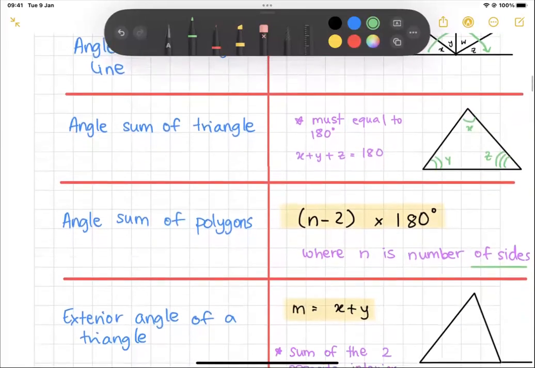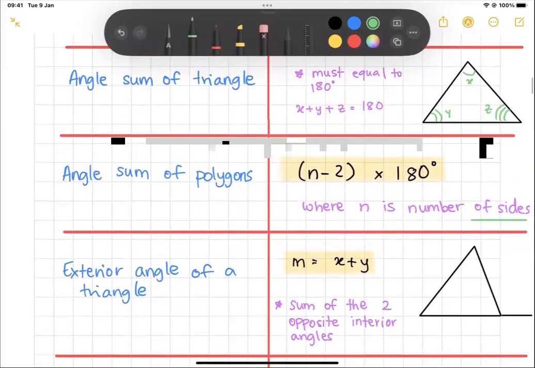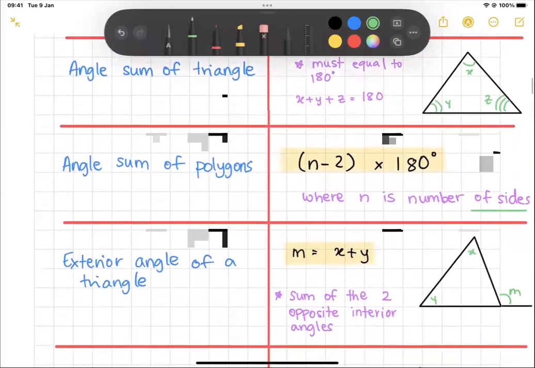Okay. The next one is the external angle of a triangle. The external angle means this one right here. Okay, this is the external angle. To find the external angle of this triangle, it's basically adding up the two opposite interior angles, the two opposite angles that are inside the triangle. Okay, that X and Y.